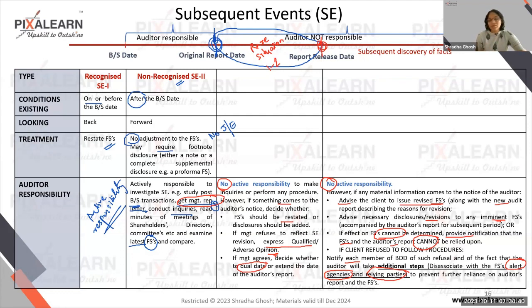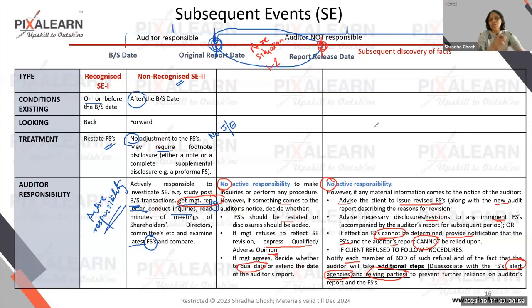But if this happens, this typically would take place in a scenario when the auditor's entire credibility is at stake and they don't want to do it. Is this clear? So see, what is very important in questions that come from subsequent event is that you understand at which phase you are in.